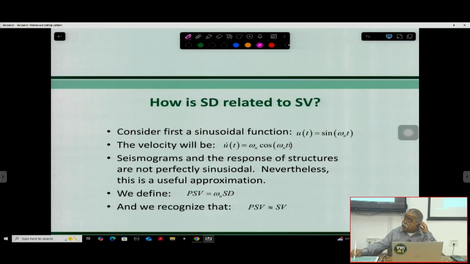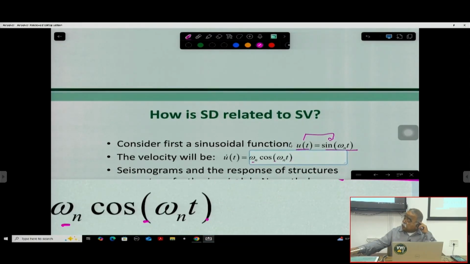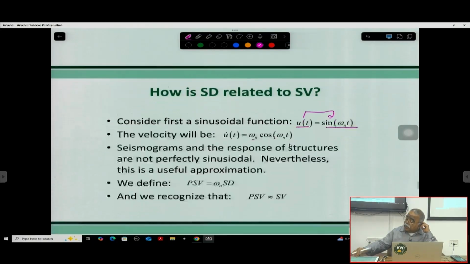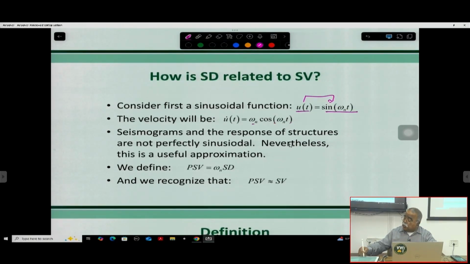If your structure has u t equal to sine omega n t as the form, then u dot t will be equal to omega n into cosine omega n t, right? So that will be omega n into the cosinusoid displacement part. So that is your velocity. We call it the pseudo velocity, which is omega n into SD, right?